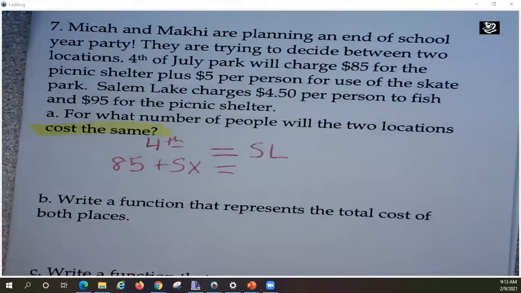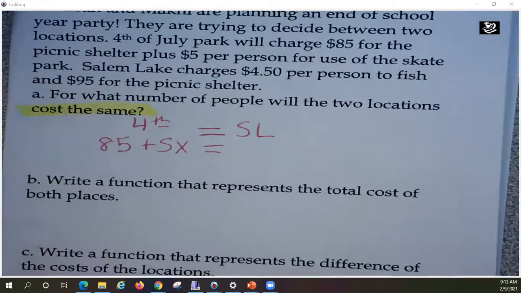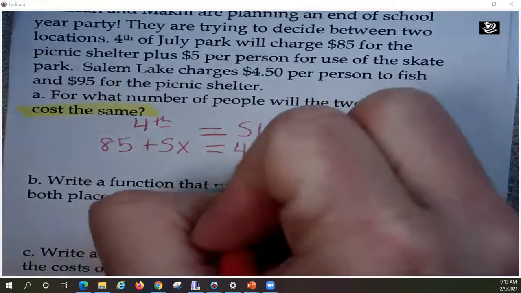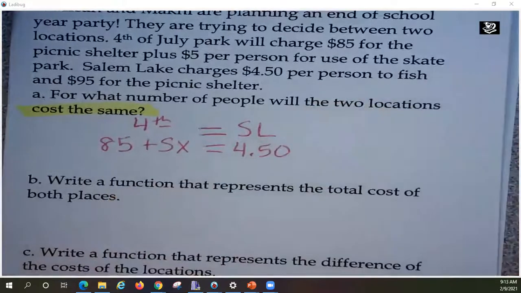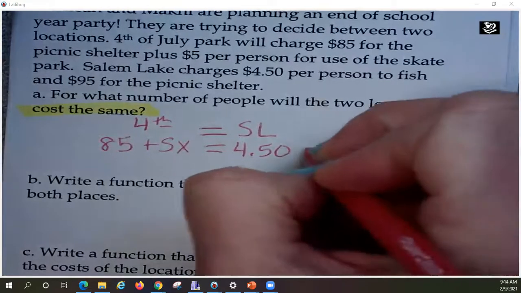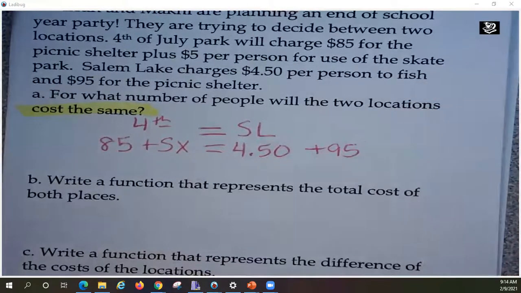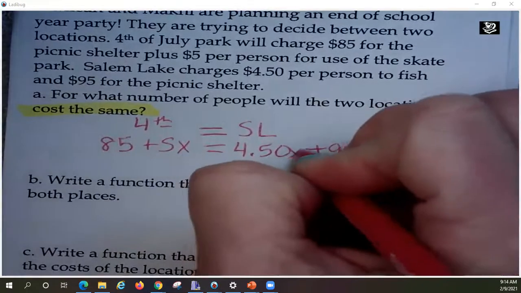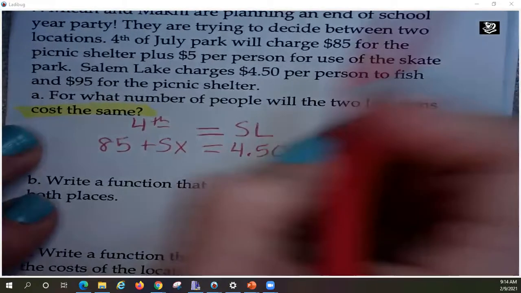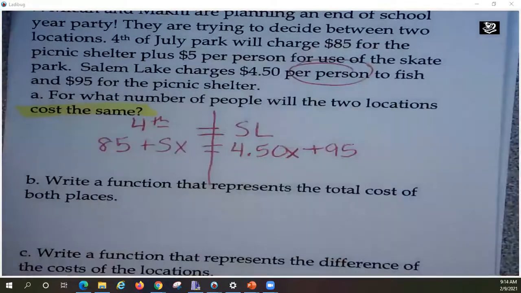They charge $4.50 per person. Okay, so how do I write that as an equation? 4.50x plus 95. Okay, did either of them need an x, Alif? Good. Why does it need an x, Alif? Because it's per person. Good, because it's per person. So I'm going to draw my line.